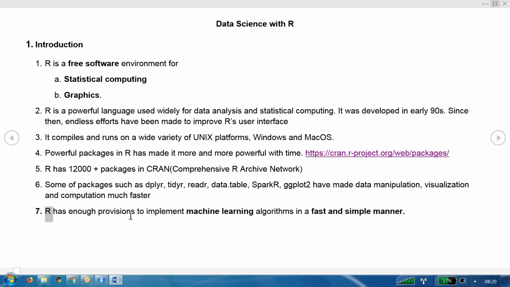Now R has enough provisions to implement machine learning in a fast and simple manner. These two things are possible if I have some predefined packages. For fast, I should not write the 0 to 100 end-to-end code. Already 90% of the code should be in place, and 10% I will be writing as part of my project. And simple manner: the language should not be very complex. Like if you take Java, if I need to write a hello world program, I still need to write 4 lines of code. But here, with 1 line of code, we are going to do this.